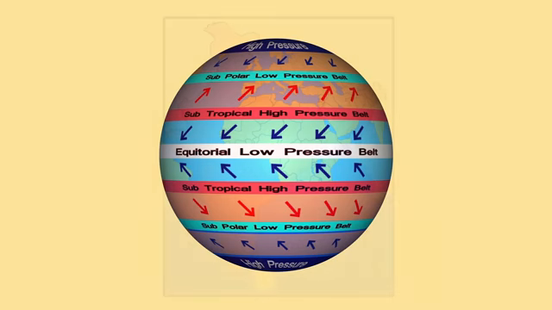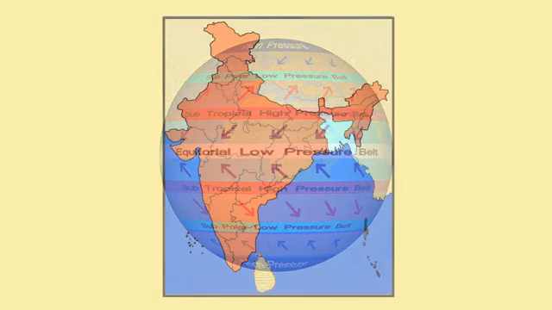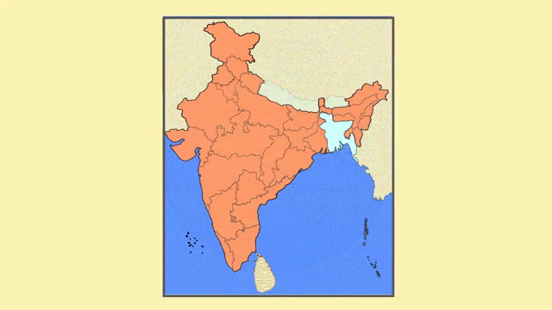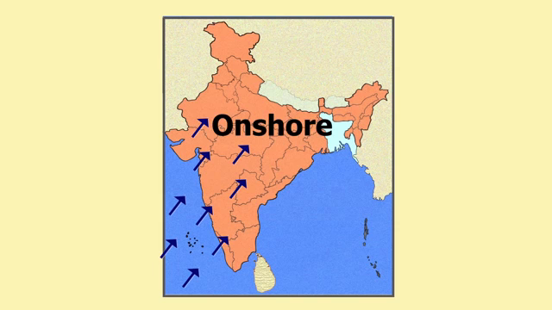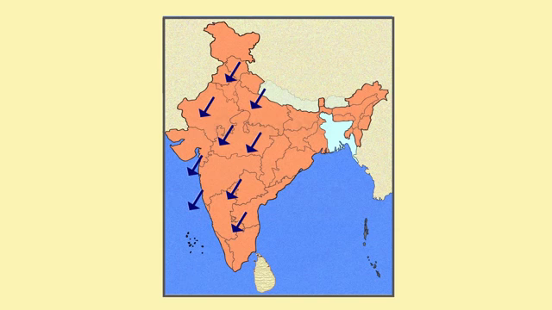And 2 different types of winds blow over India, that is southwest and northeast monsoon winds. The southwest monsoon winds blow from sea to land, that is they are onshore winds, and northeast winds blow from land to sea, that is they are called offshore winds.